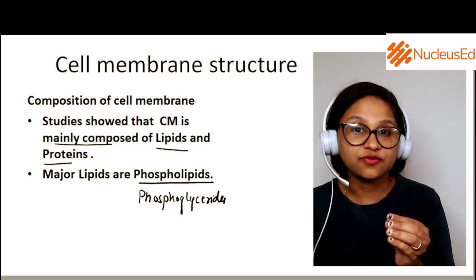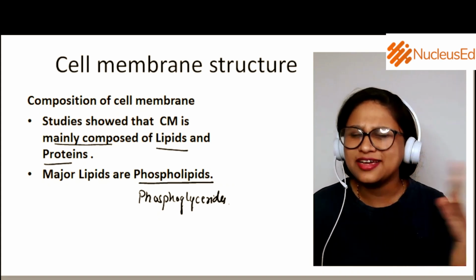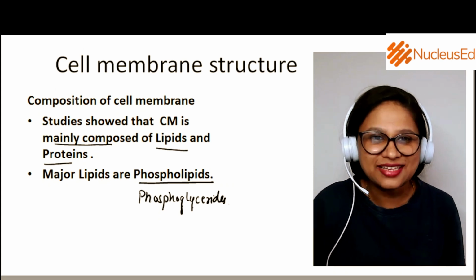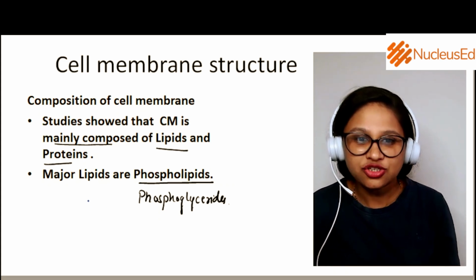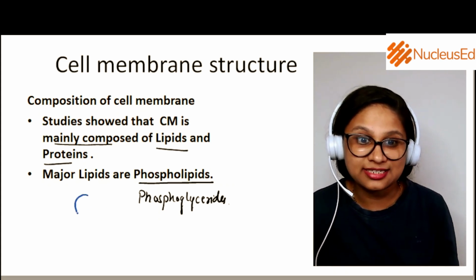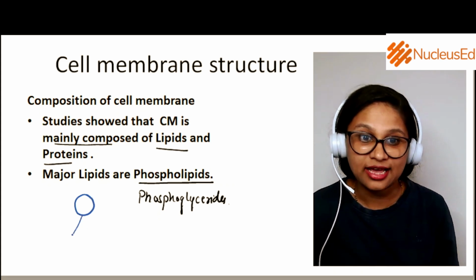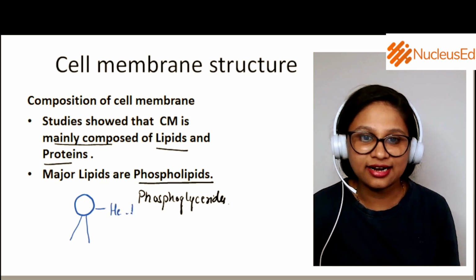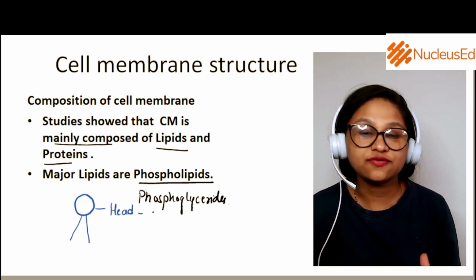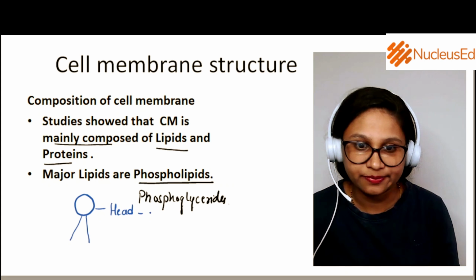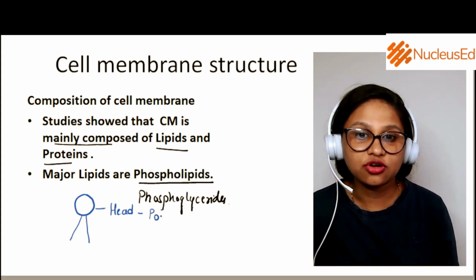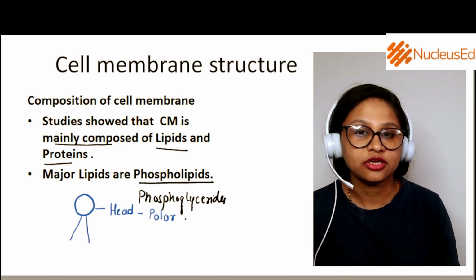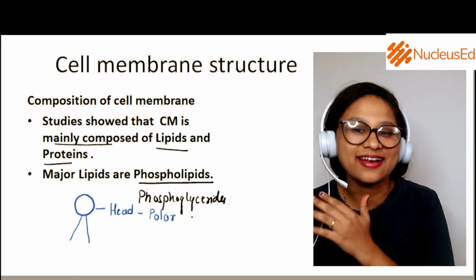Now these phospholipids have a very different or discrete structure. Let us learn about that amazing structure of phospholipid. If you see the phospholipid, it has a head part along with two tail parts. The head contains the phosphate and glycerol group. That phosphate and glycerol group gives the head a polar nature. So the head is polar in nature.